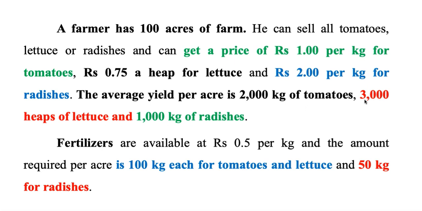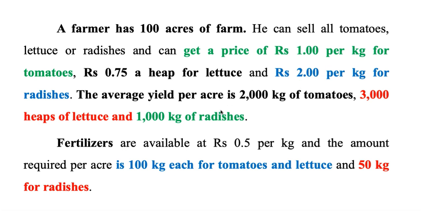All right, then 3000 heaps of lettuce, this is the total output or the yield per acre. He is producing 3000 heaps of lettuce. This is the total output. And what is the price of each heap? Each heap price is 0.75. When the total is 3000 and the price of each heap is 0.75 rupees or 75 paisa, the total income from the lettuce is how much? It is 2250. How? 3000 into 0.75, so we are going to get 2250, right?